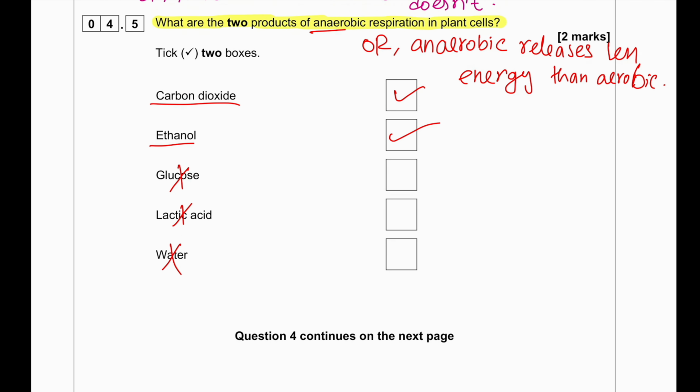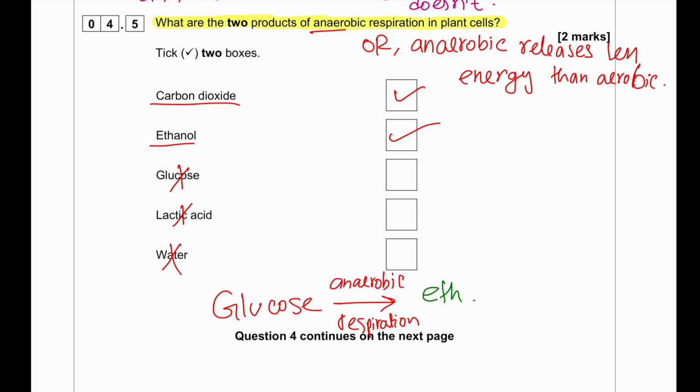So in plants and fungi, when glucose is broken down in anaerobic respiration, the products will be ethanol and carbon dioxide. So it's 2 ethanol and 2 CO2.